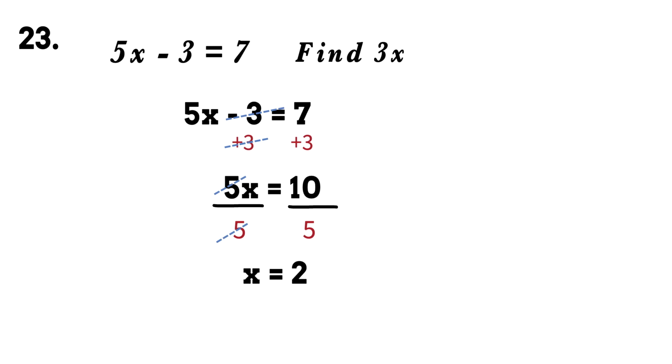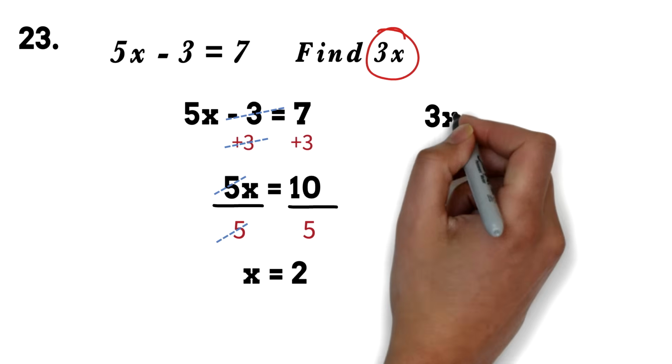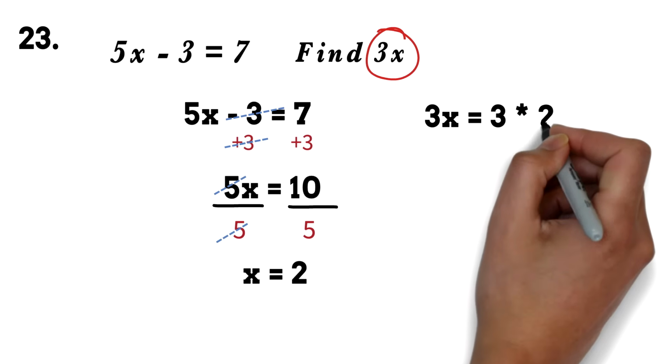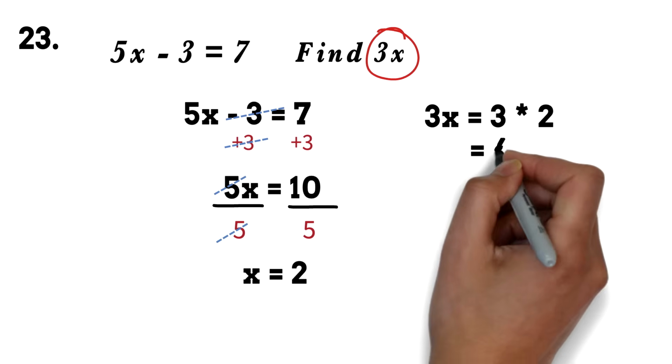Some students choose 2 to be the answer. The question is asking us to find 3x. 3x equals 3 times 2, since x is 2. This will give us 6 as the final answer.